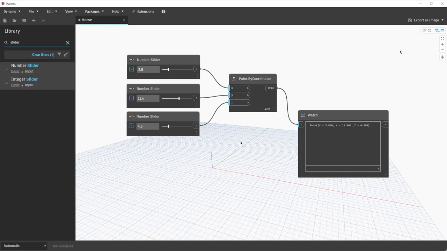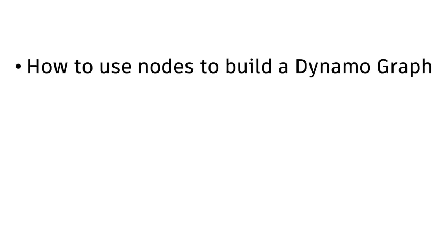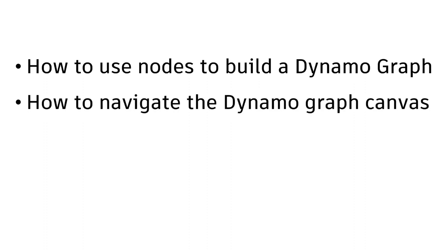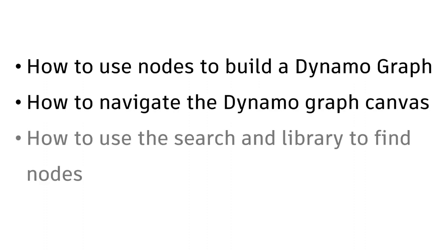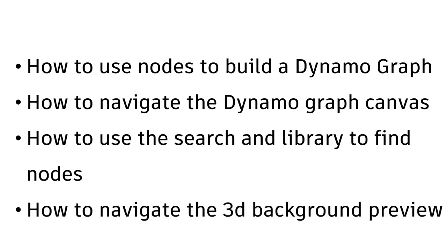With that complete, you have created a graph that updates a point by slider nodes. In addition to that, in this lesson, we covered how to use nodes to build a Dynamo graph, how to navigate the Dynamo graph canvas, how to use the search and the library to find nodes, and how to navigate the background 3D preview.